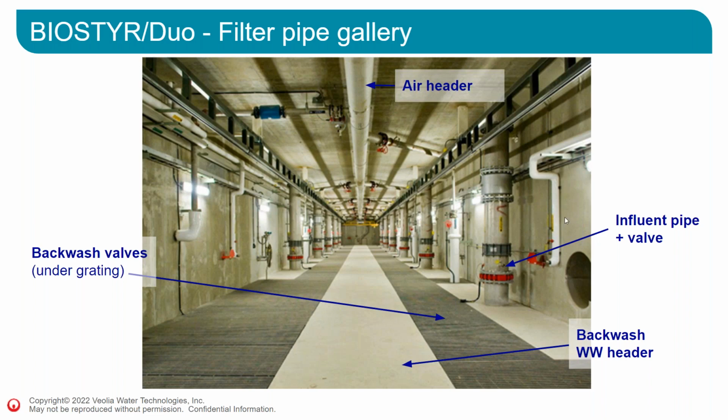And there's piping allowing the wastewater to go to the bottom of the cells. You can also see the air header at the top here. The air all goes to this main pipe and goes to each of the cells.